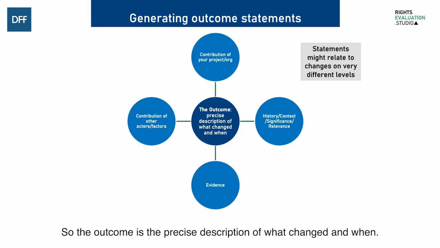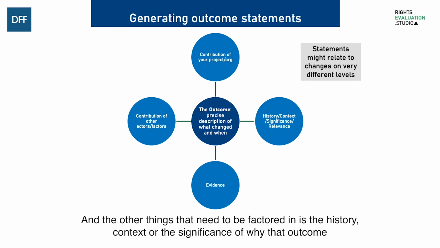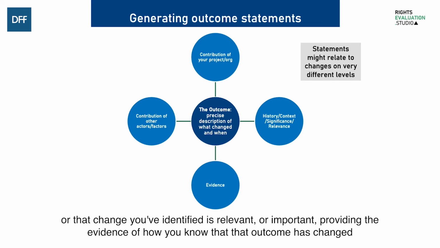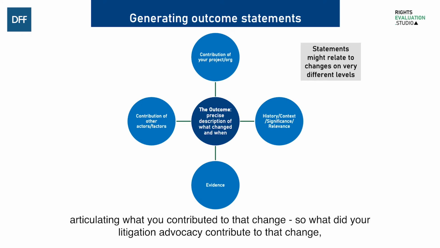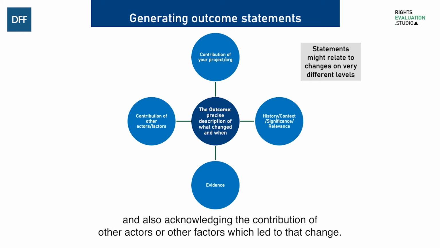So the outcome is the precise description of what changed and when. And the other things that need to be factored in is the history, context, or the significance of why that outcome or that change you've identified is relevant or important. Providing the evidence of how you know that that outcome has happened. Articulating what you contributed to that change. So what did your litigation or advocacy contribute to that change? And also acknowledging the contribution of other actors or other factors which led to that change.